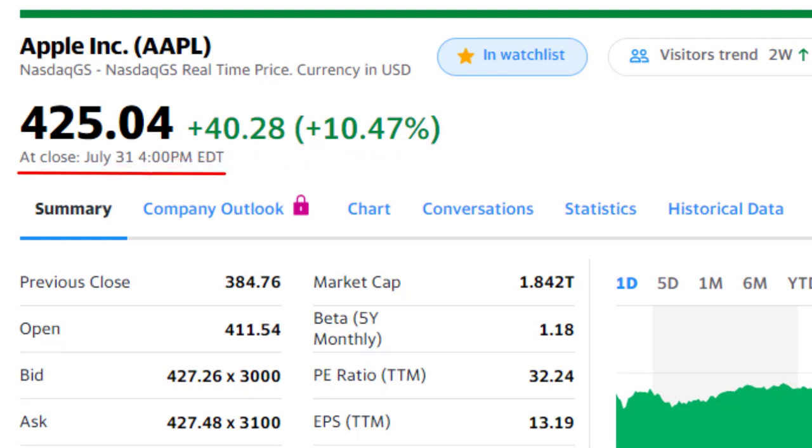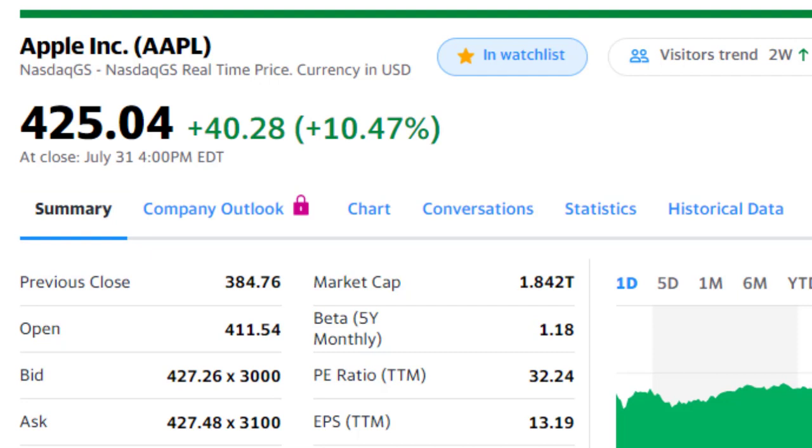Below the price is an indicator that tells you the date and time of this data. If we were looking at this in real time, it would list the date and time of this price. The market is now closed. This example shows that this number was as of the close of July 31st at 4 p.m. Below this, we're going to look at the stock summary. There is a blue line under summary letting you know that we are looking at the summary section of this stock.